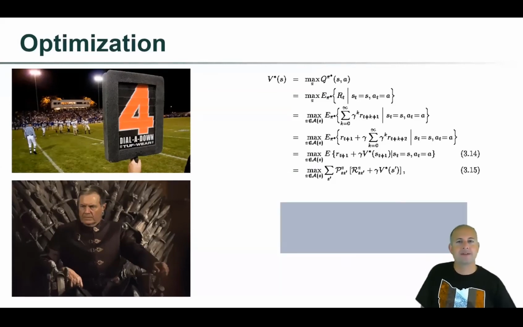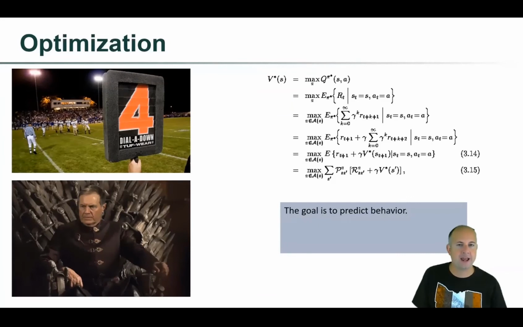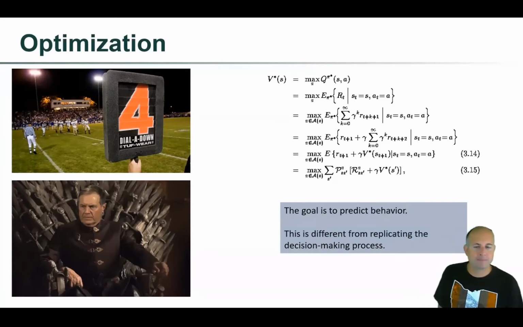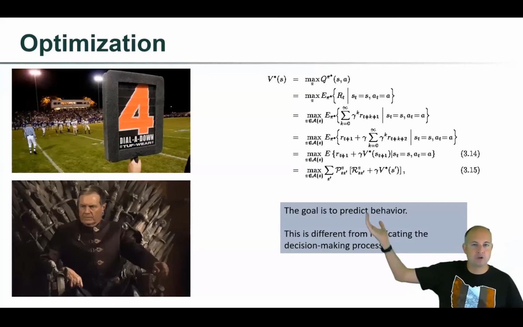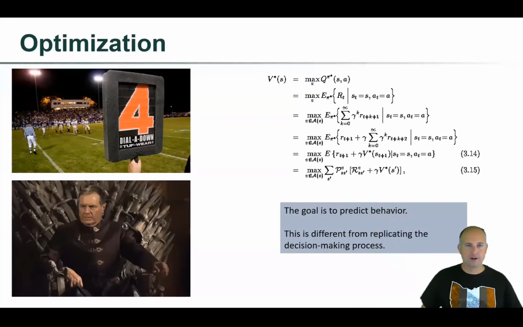So again, we want to emphasize here that the goal is to predict behavior. This is different from replicating the decision-making process. Again, no one is suggesting that football coaches do or should do these, they're called Bellman equations, every time it's fourth down.